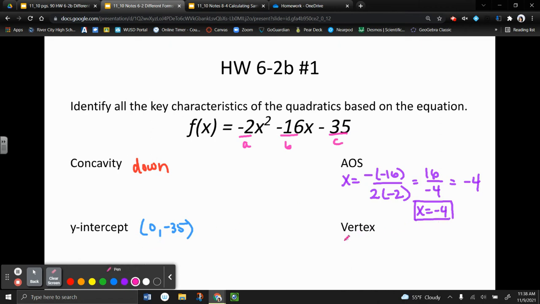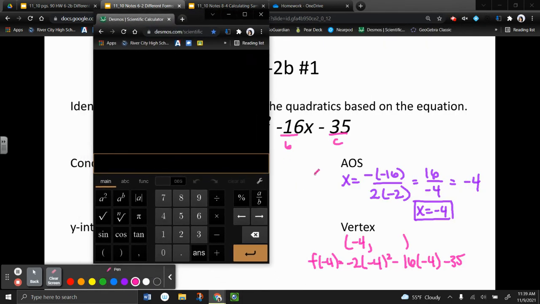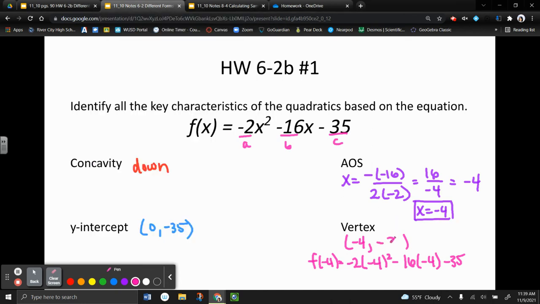And then if I have my axis of symmetry, I have half of my vertex. To get my other half, we're going to plug in negative 4 to this equation. So f of negative 4 is going to be negative 2 times negative 4 squared minus 16 times negative 4 minus 35. So I'm just going to put that in my calculator all at once. So I have negative 2, parentheses, negative 4 squared minus 16 times negative 4 minus 35. I get negative 3. My vertex is going to be (-4, -3).